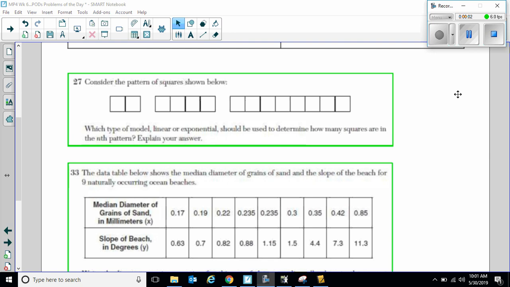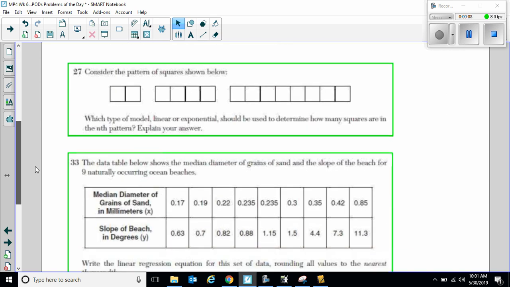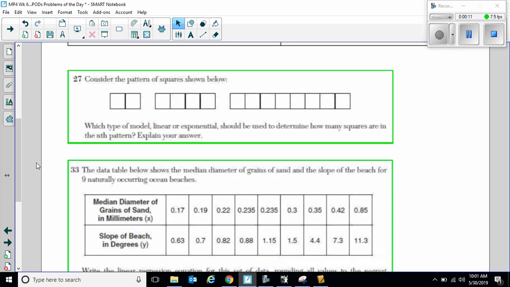All right, class. Welcome back to our problem of the week, and looking at problem 27. We're gonna kind of read through it and ask you to think about a couple things, and we'll pause the video, and you'll come back and see if you got it right.